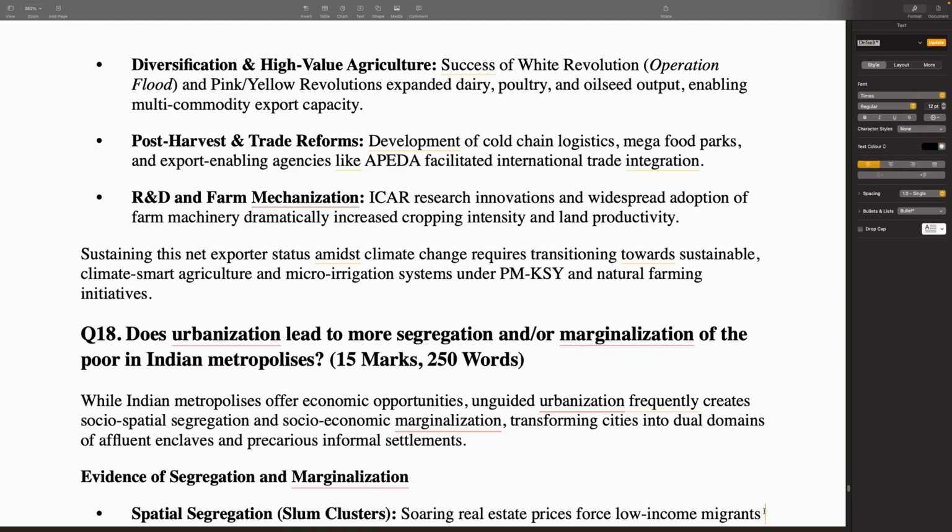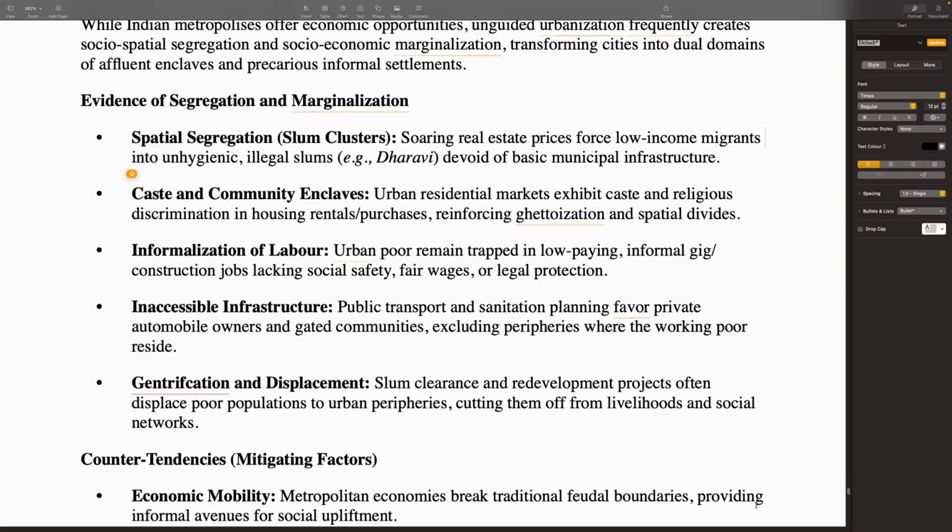How does urbanization lead to more segregation and or marginalization of the poor in Indian metropolises? While Indian metropolises offer economic opportunities, unguided urbanization frequently creates socio-spatial segregation and socio-economic marginalization, transforming cities into dual domains of affluent enclaves and precarious informal settlements. Evidence of segregation and marginalization.